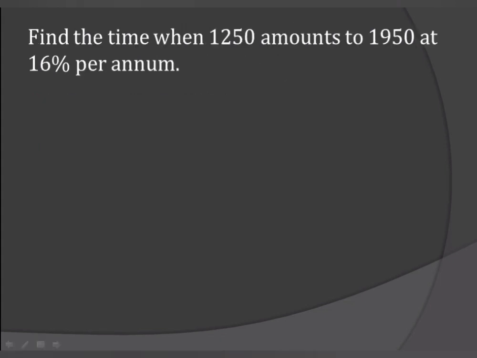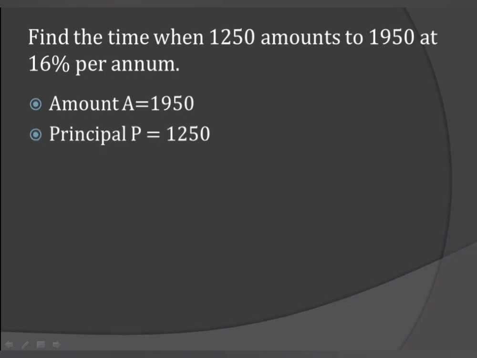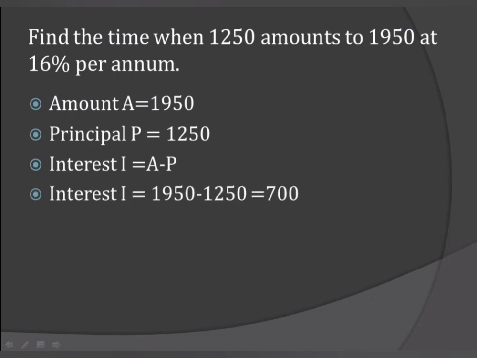Find the time when 1250 amounts to 1950 at 16% per annum. So here amount is given 1950 and principal is given 1250, and so your interest can be calculated as I equals amount minus principal. Now subtracting them, I will get here 700. So 700 is your interest and rate is given 16%.